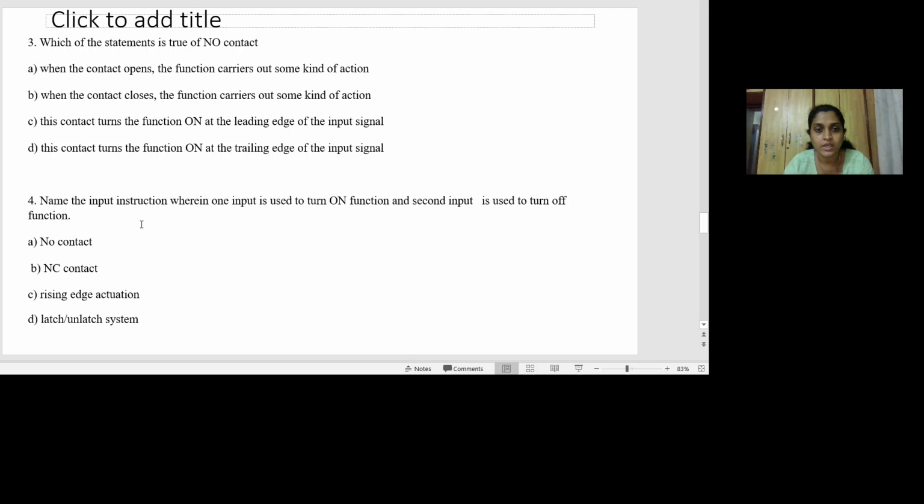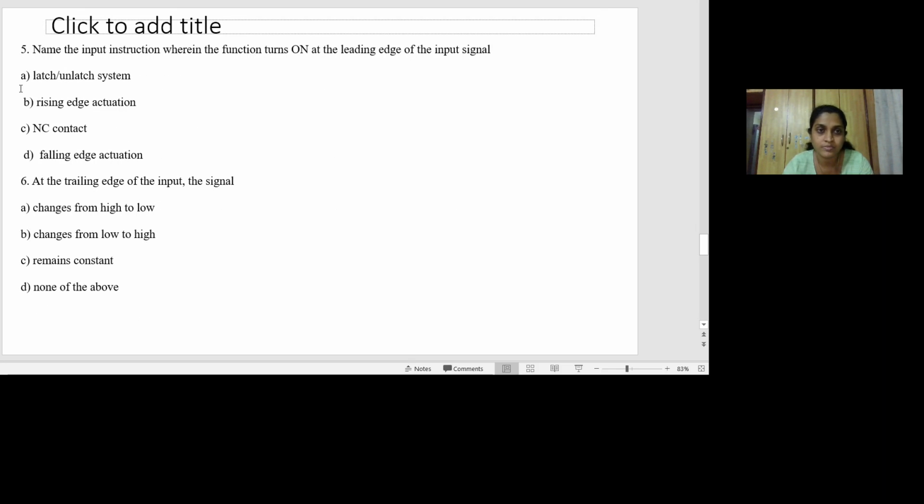The fourth question is name the input instruction wherein one input is used to turn on the function, and a second input is used to turn off the function. The choices are A, NO contact, B, NC contact, C, rising edge actuation, D, latch unlatch system. The answer is latch unlatch system, option D. That is, to turn on a function, I need to send a high on the latch input, and to turn off the same function, I need to send a high on the second input called unlatch. So latch unlatch system is the answer.